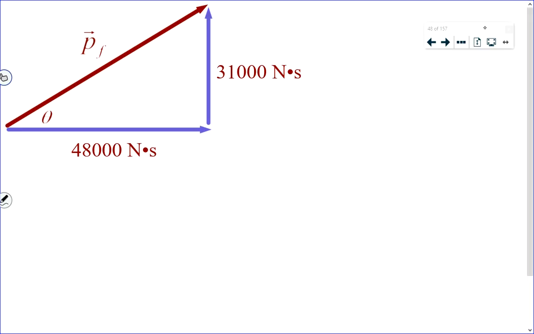What you have to do is draw that diagram. Draw the two vectors tip to tail. So the two blue vectors are the total momentum before. But the total momentum before has to be equal to the total momentum after.